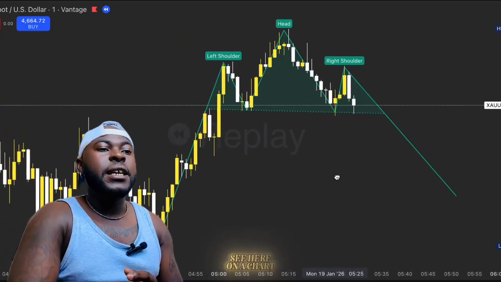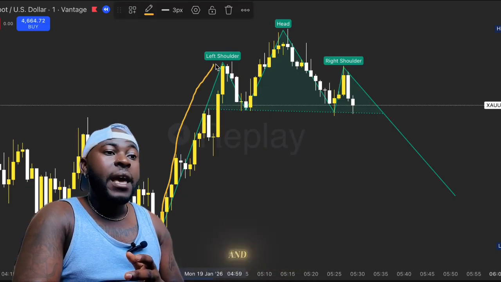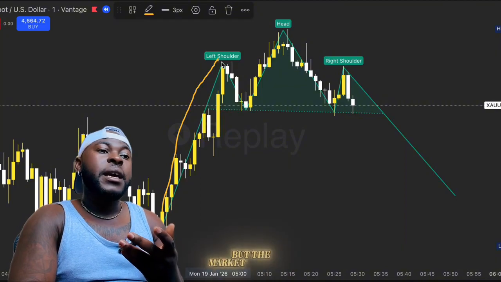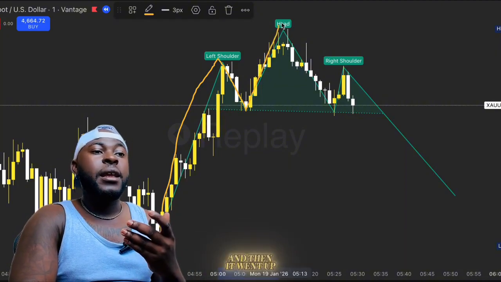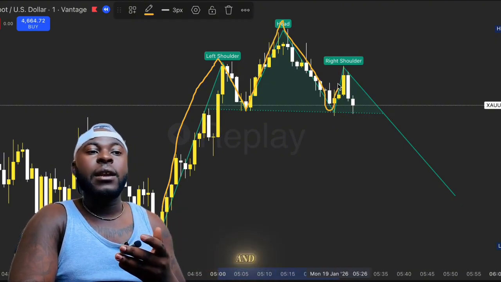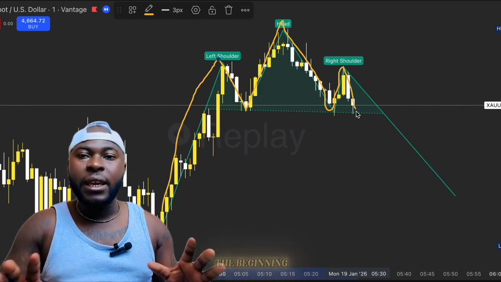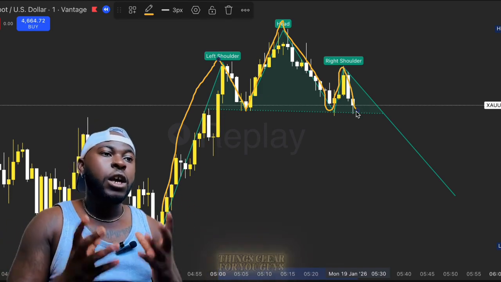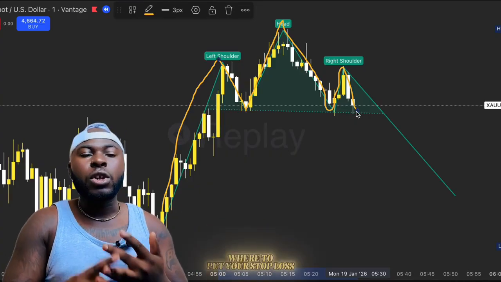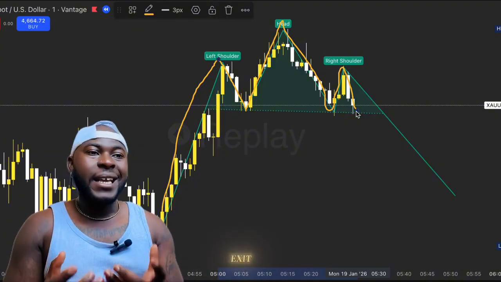Now, as you can see here on the chart, the market was going up, right? And it was an uptrend. But the market formed the first shoulder, and then it went up and formed a head and came down, and then it formed a low at the neckline and went up again and formed the second shoulder, right? But now let's start from the beginning so that I can make things clear for you guys to understand how to trade, when to enter the market, where to put your stop loss, and where to put your take profit, where to expect to exit the trade, right?